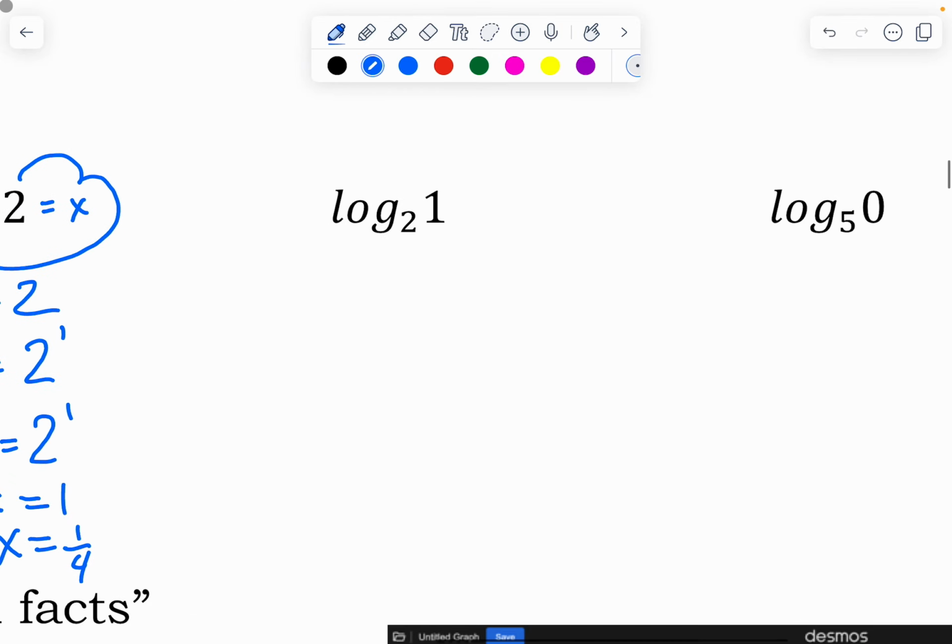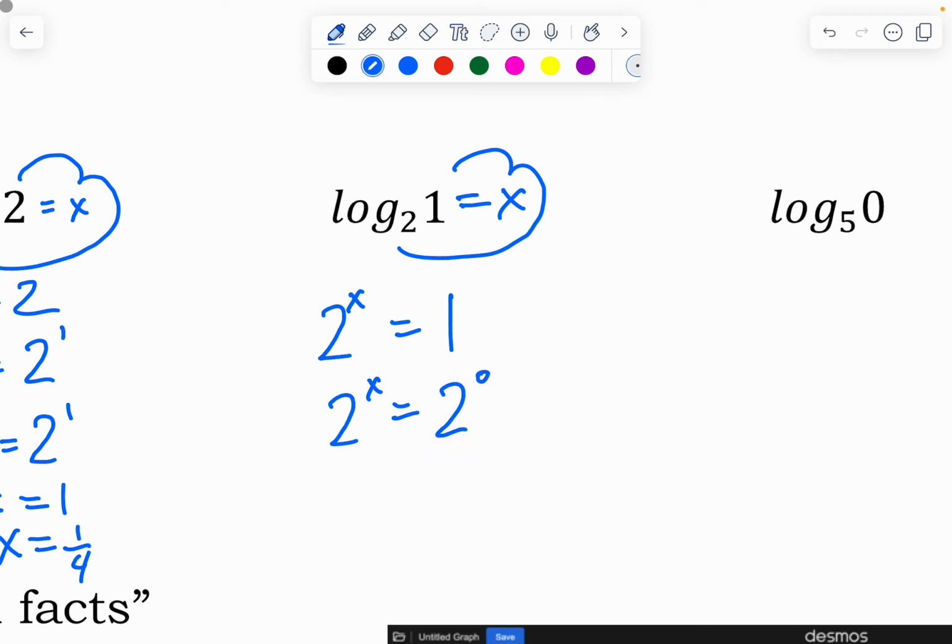Cool. Okay, this one, set it equal to x. This is actually a property. I knew the answer, I just jumped straight to it, but that wouldn't help you understand it. So 2 to the x is equal to 1. 1 would be like 2 to the 0 power. And so x is equal to 0. In a second, we're going to talk about how that's a property: log base anything of 1 is equal to 0.